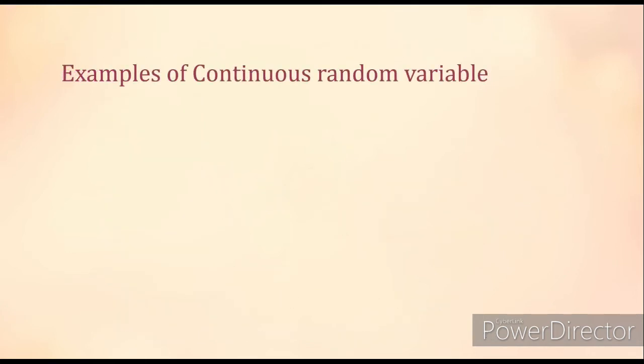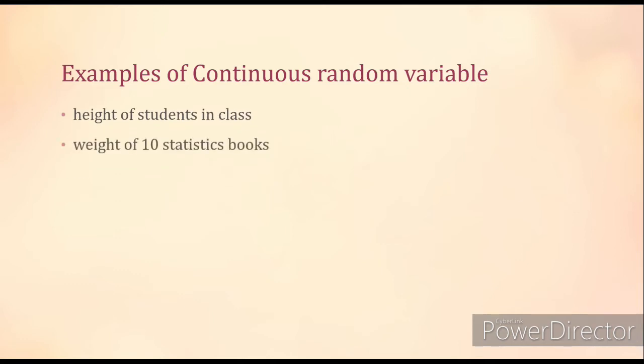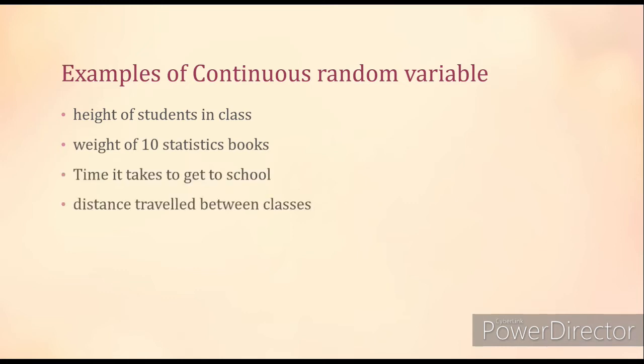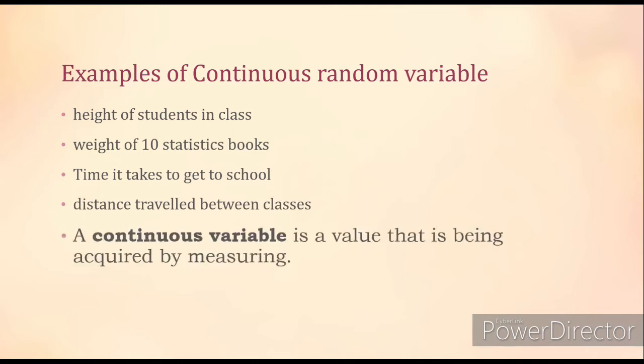Examples of continuous random variable: height of students in class, weight of statistics books, time it takes to get to school, distance traveled between classes. A continuous variable is a variable that is acquired by measuring.